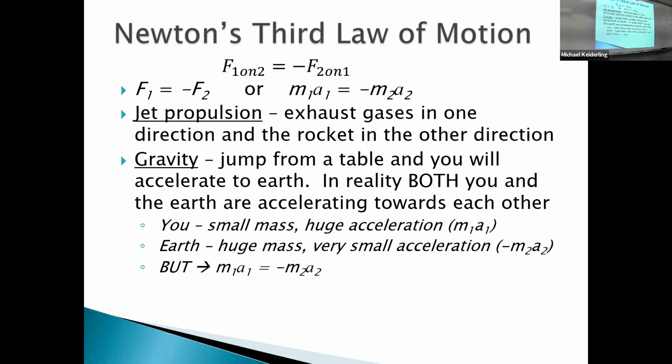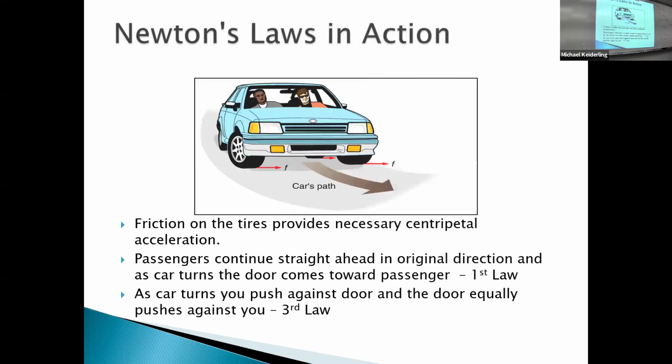If you jump from a table, you will accelerate towards Earth, but in reality, also the Earth accelerates towards you. But the amount that the Earth accelerates towards you is so small, it's not perceivable, because you have a small mass, so you get a huge acceleration, while Earth has a large mass, and so gets a very small acceleration. But mass 1 times acceleration 1 does equal minus mass 2 times acceleration 2. So the force of 1 on 2 equals minus the force of 2 on 1.